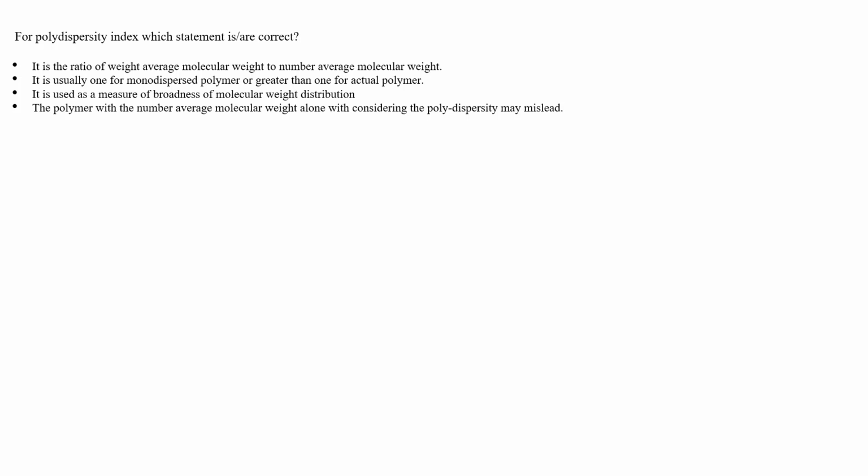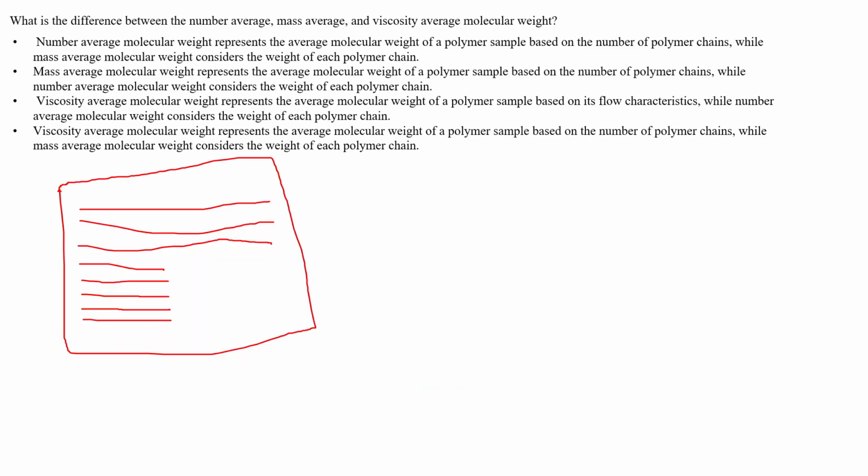Now, I think the last question is for polydispersity index, which statement is or are correct? Now we need to know what is the definition of polydispersity index. How do you define the polydispersity of a polymer? So we have the definition for the number average and mass average molecular weights. We already know that number average is defined based on the number of polymer chains, and mass average is defined based on the mass or the weight of the individual polymer chains.